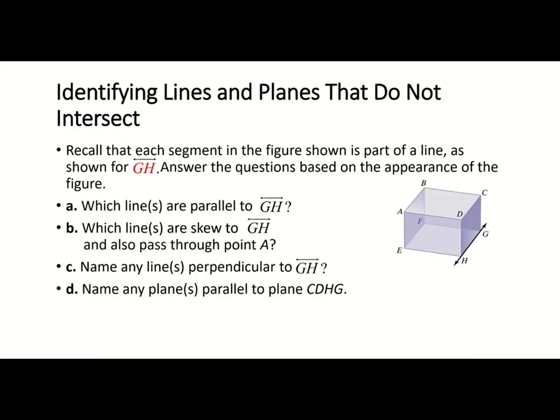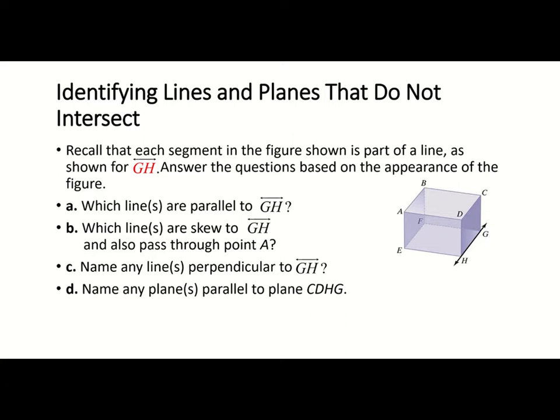Okay, so here we're just going to look at the rectangular prism that we have on the right-hand side of the page and compare things to the line GH. So they want you to answer the question, and I want you guys to try this, so maybe turn it off, just try it first and then come back. Can you identify lines that are parallel to GH? And remember, parallel lines have to be in the same plane.